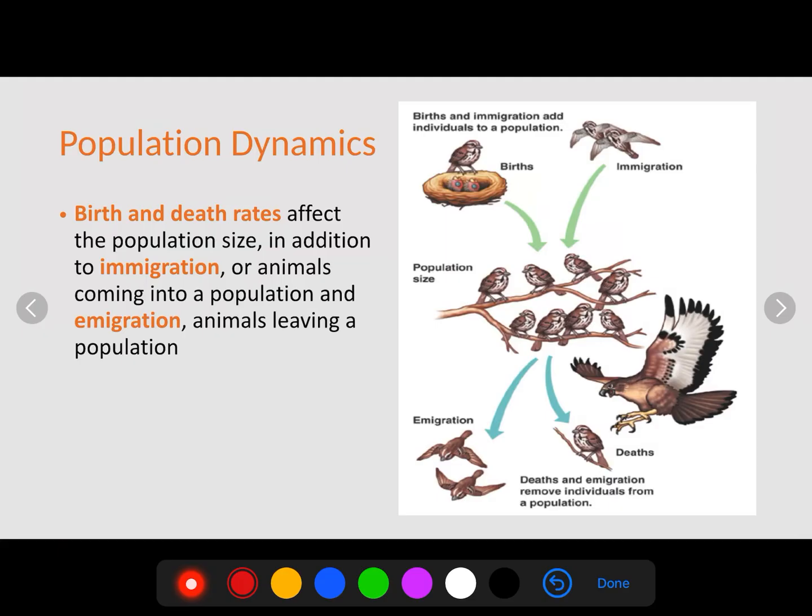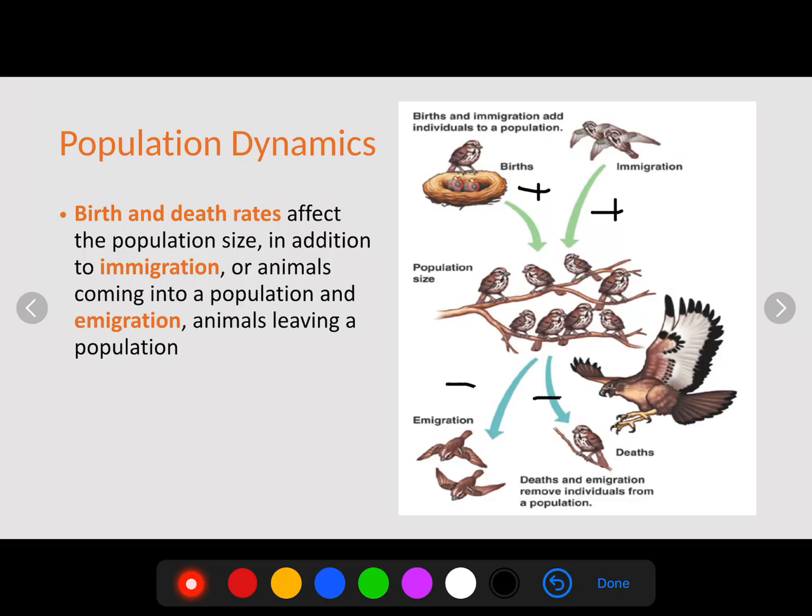So the things that are actually going to affect the number of individuals in a population are birth and death rates. Now remember, birth rates are when we are increasing the number of individuals. Immigration is another thing that's going to increase the number of individuals for the overall size of the population. Now, things that are going to diminish the population are things like emigration, where they leave the population, or even deaths, like they're eaten by a predator.